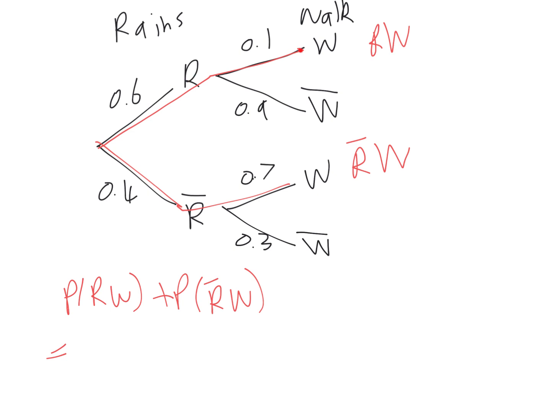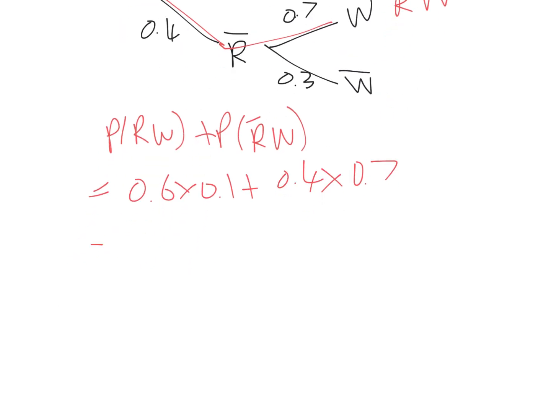Follow the branches. That's 0.6 times 0.1. And the second one, 0.4 times 0.7. And that gives 0.06. And this one gives 0.28. So altogether we get 0.3.